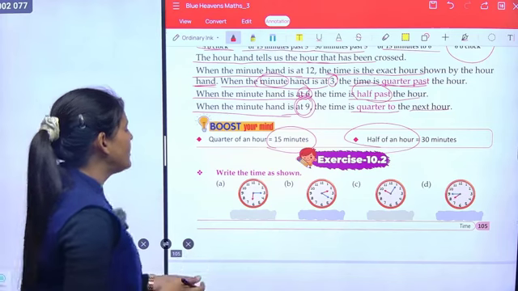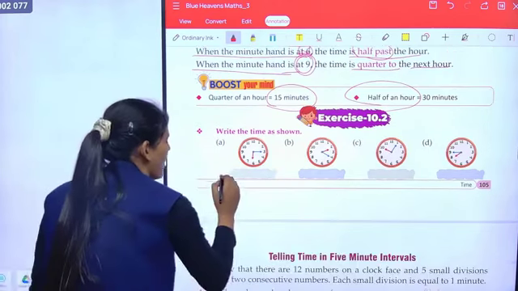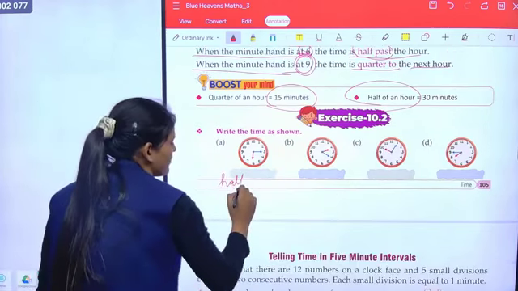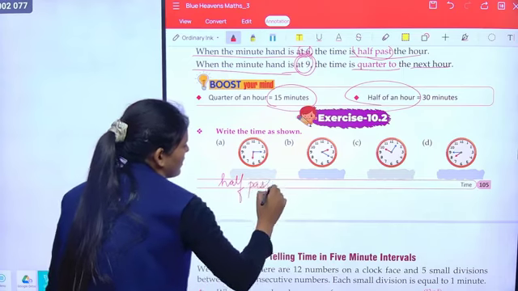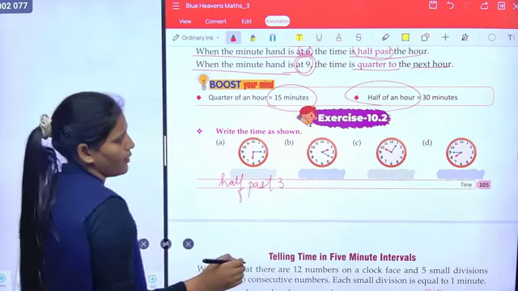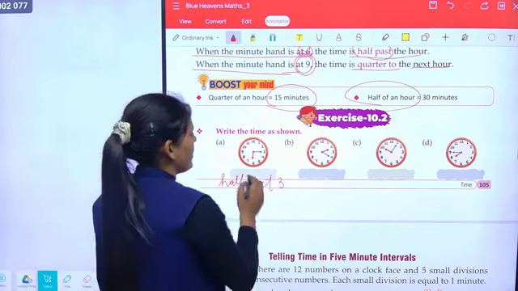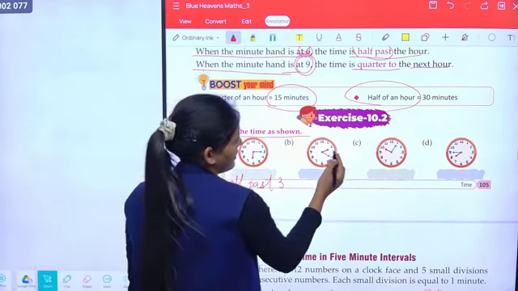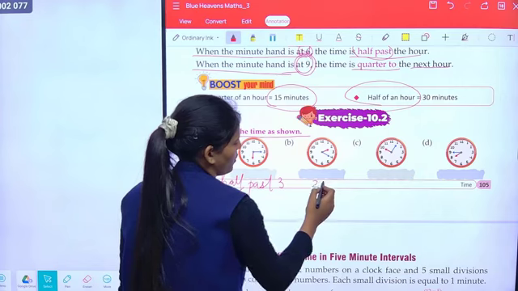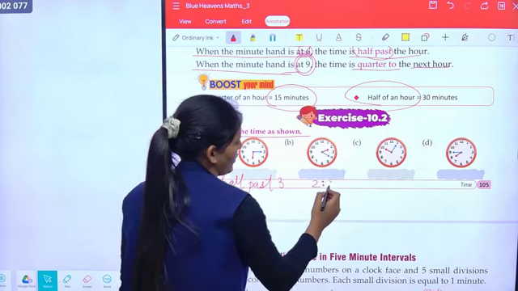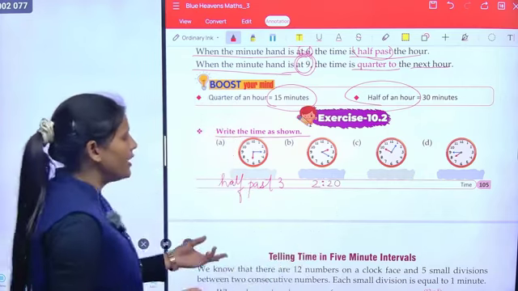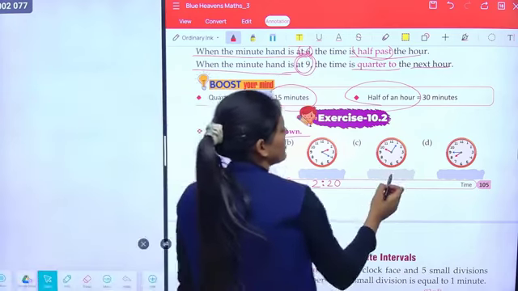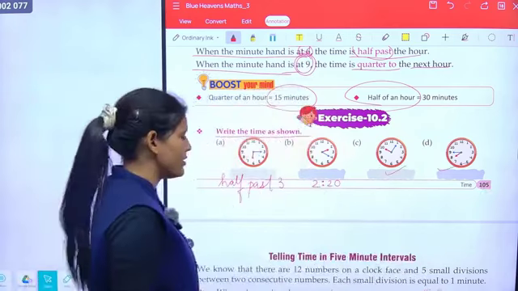So write the time as shown. It is half past 3. Okay. Now it is 2:20. Now students, rest of the parts do yourself.